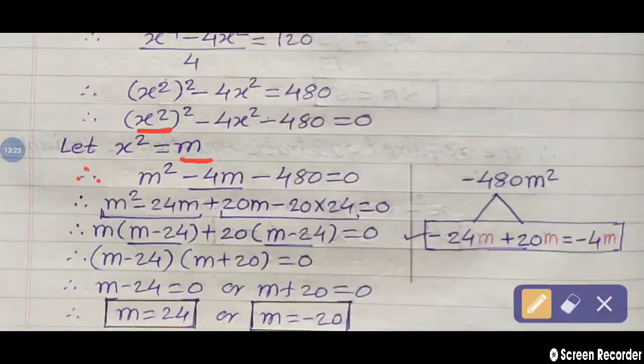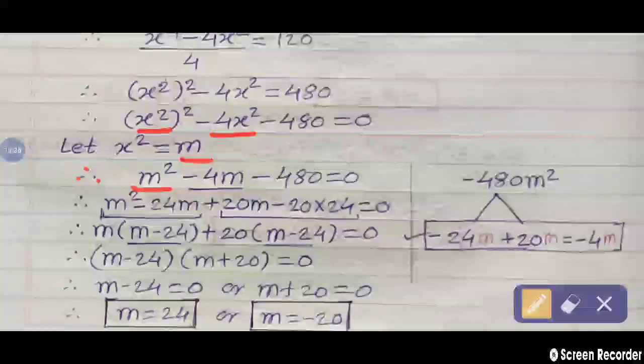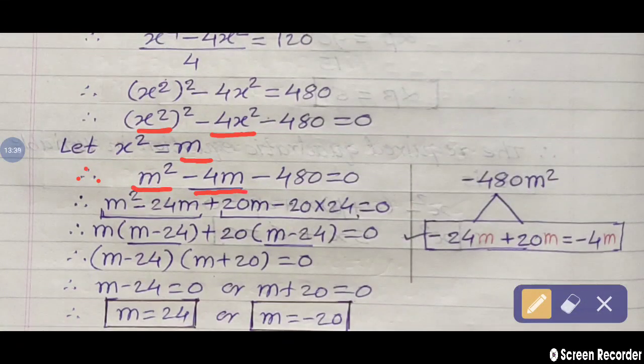What is that equation? Check. At the place of x square, what do we substitute? M. So m square, the first term, is m square minus 4, and at the place of x square we substitute m. So we are obtaining the middle term minus 4m, minus 480 equal to 0. So this equation is in a standard or general form.